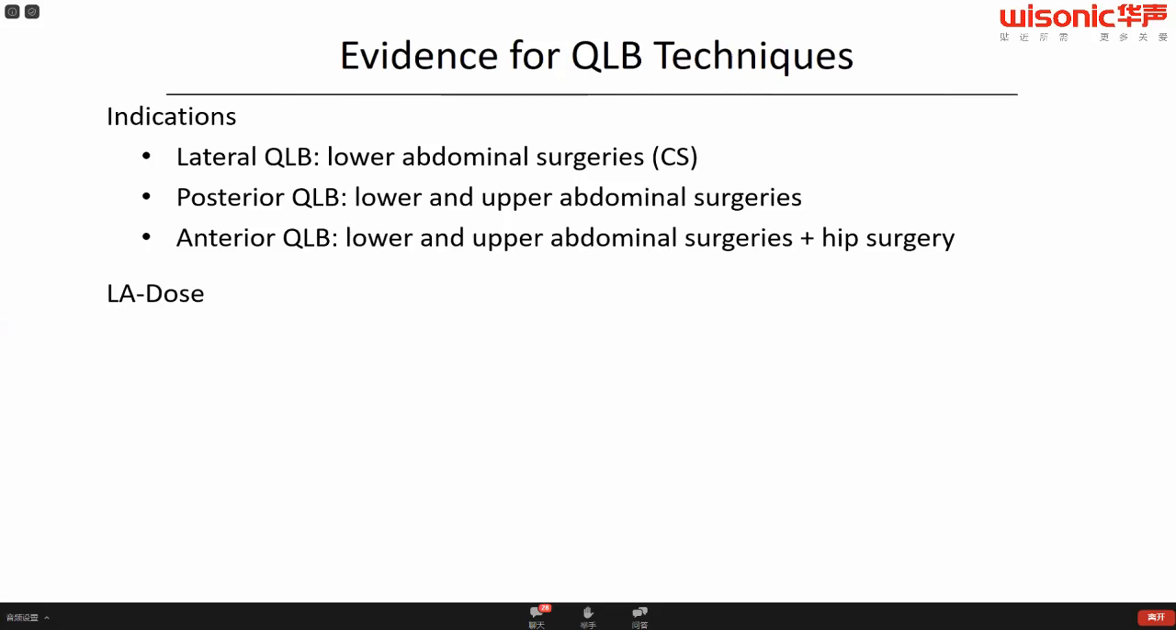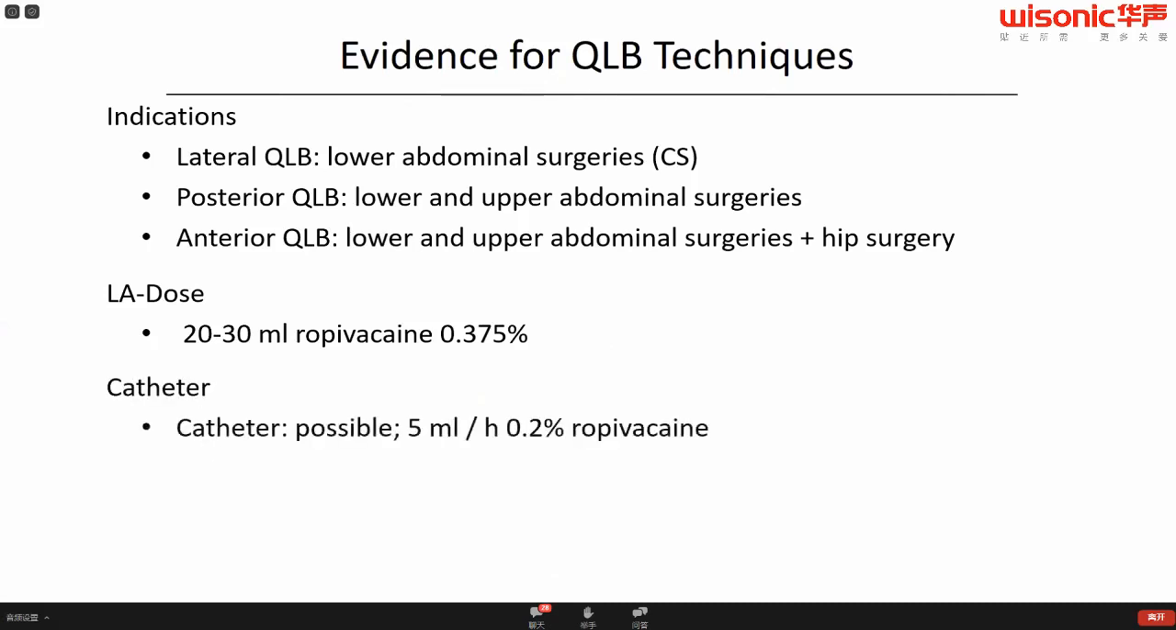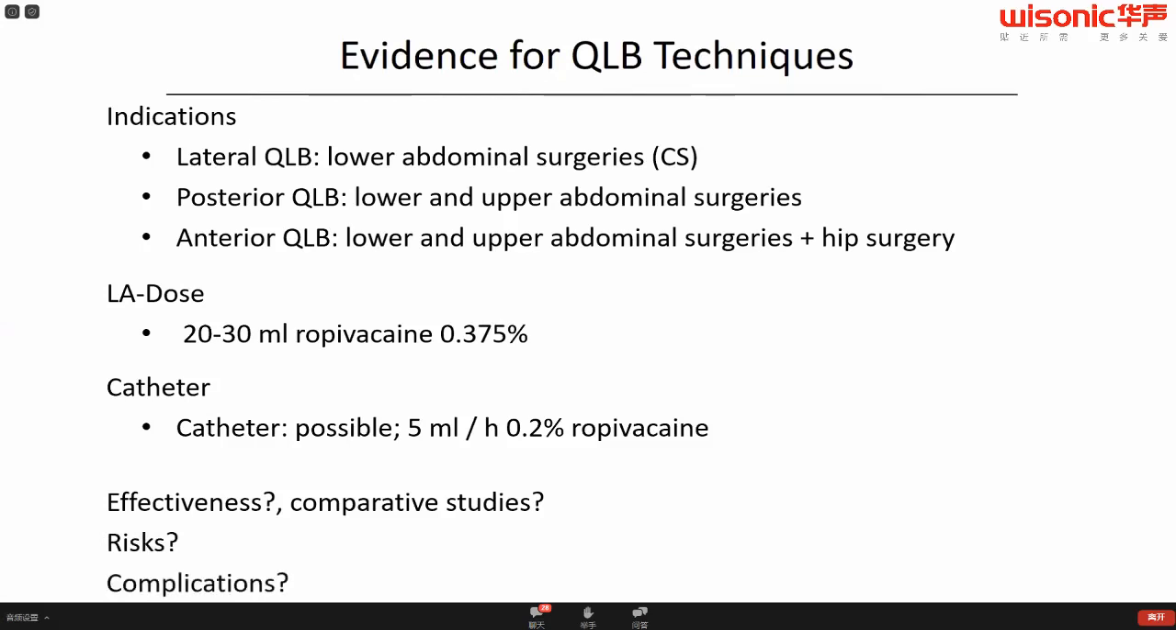Which dose should be used? At least 20 ml of ropivacaine, for example, 0.375%, or bupivacaine. Catheters are possible. You can use a continuous rate of 5 ml per hour of 0.2% ropivacaine. What is the effectiveness? Comparative studies are lacking. What are the risks and what are the complications?